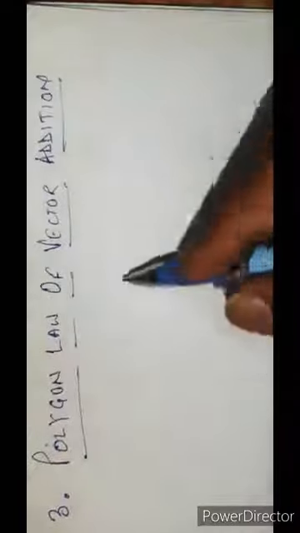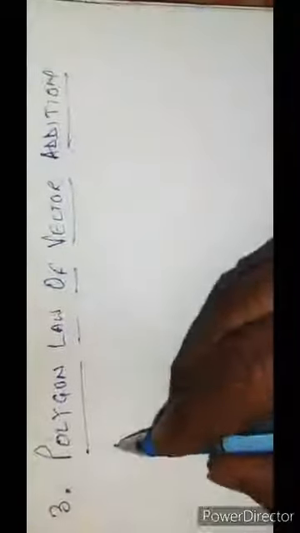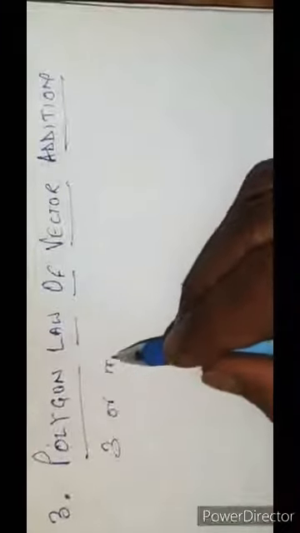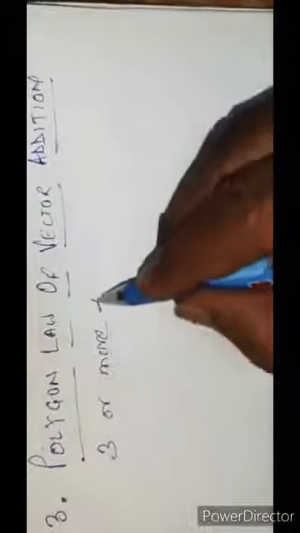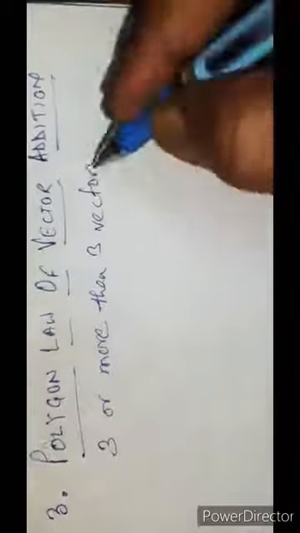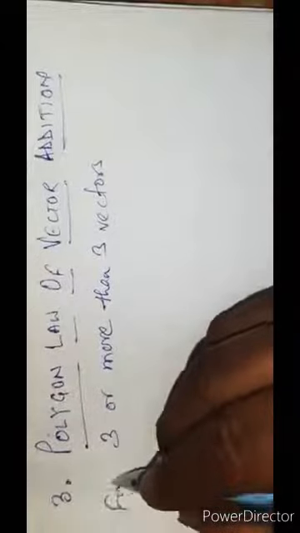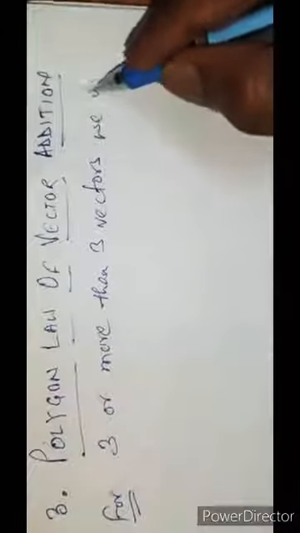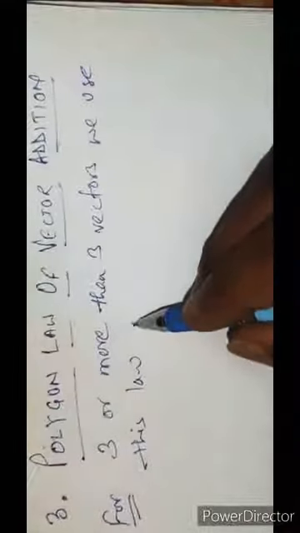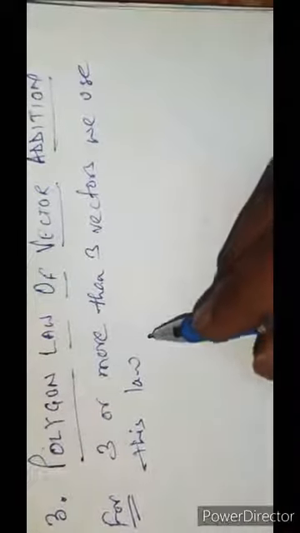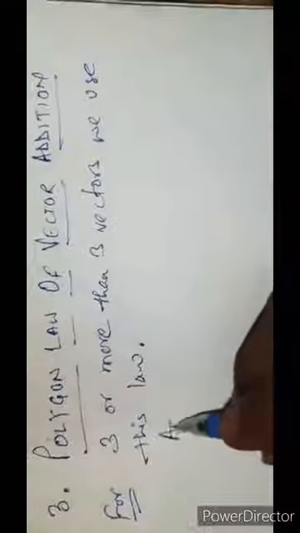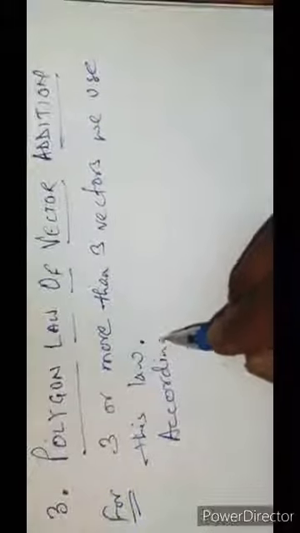Now the polygon law of vector addition. When we have more than two vectors, three or more than three vectors, we use this law, which is basically triangle law. How? I'm just showing you. According to this law, what happens, see this.